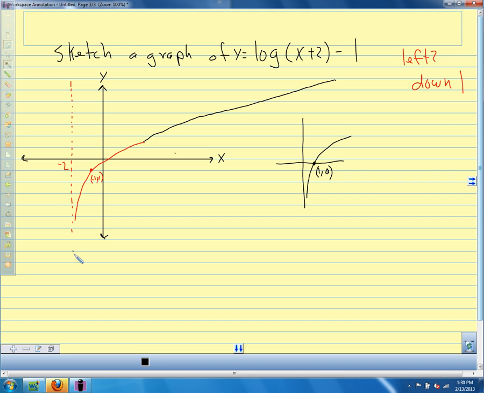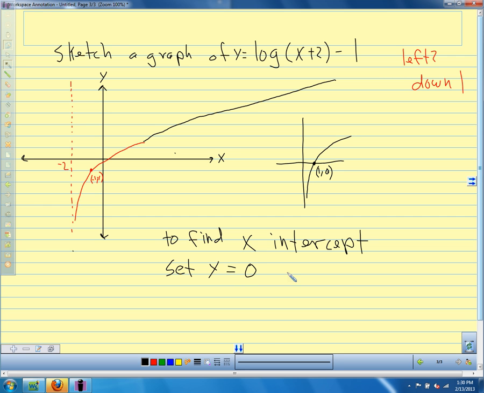If we set x to 0, that would give us our y-intercept. So we set y to 0 to find the x-intercept, I should say. We want to figure out this point. We know what the unshifted intercept is, but if the problem asks us to find the x-intercept of the shifted function, to find the x-intercept, we set y equal to 0 and solve for x. And we know how to do that now.